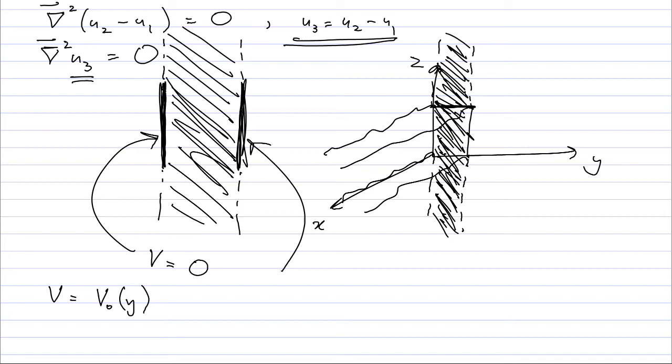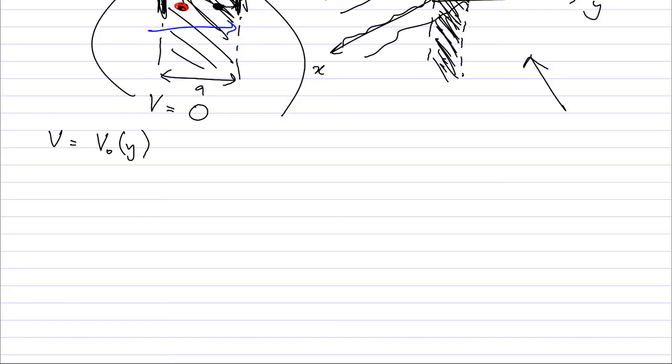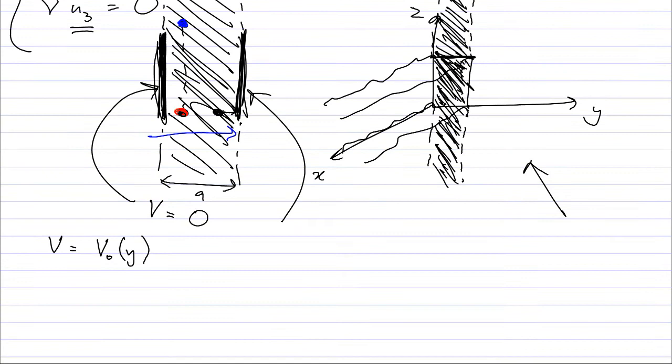I'm assuming that the potential on the back plate is only a function of Y. I've drawn some points over here to show it. The potential at this red point is different from the potential at this black point, or it may be the same. But the potential on the blue point is the same as the potential at the red point. So the potential is independent of the Z coordinate of the back plate. It can depend on Y, or it may not depend on Y, as in the potential can be constant throughout the back plate. That's what I'm assuming.